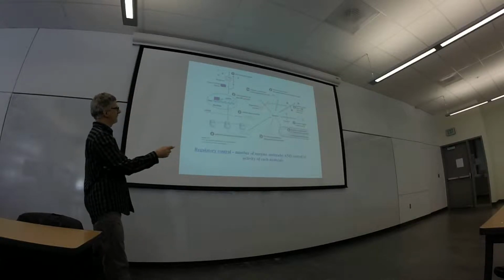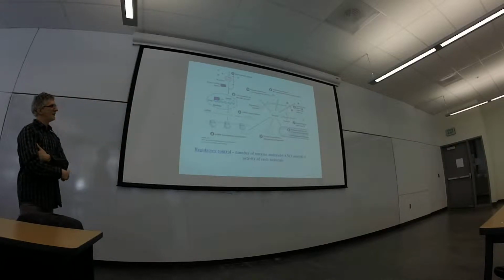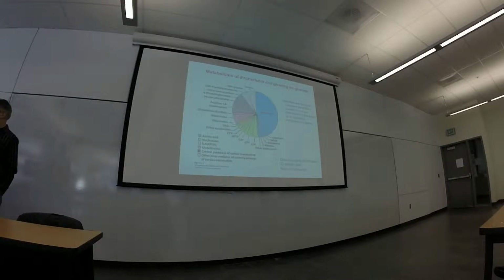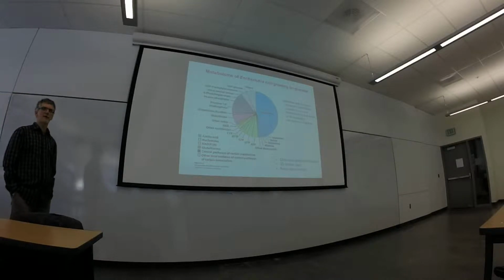Allosteric effectors, covalent modifications, combinations with other molecules like other proteins or RNAs. Right? All mechanisms that we can use to control both the number of molecules and how active each molecule is. Okay. So here's a picture of what's called a metabolome.